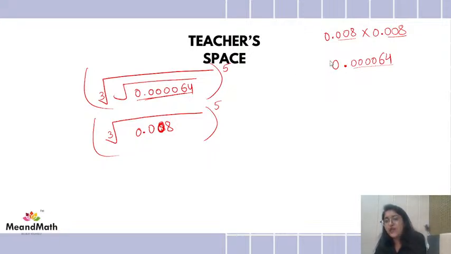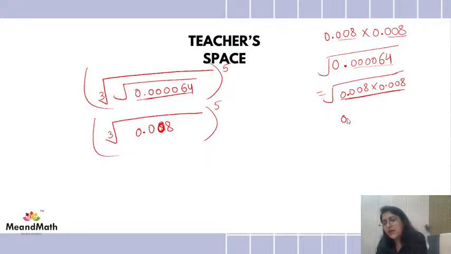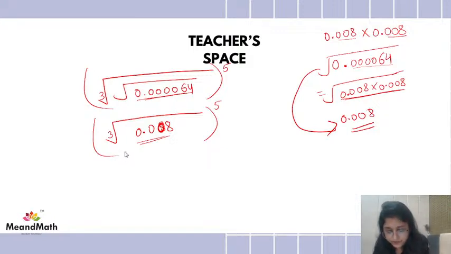So it means that when we take the square root of this, this can be written as 0.008 and 0.008 like this. And one 0.008 will come outside like this. So this is how we got the answer. This is how I wrote this root as 0.008.